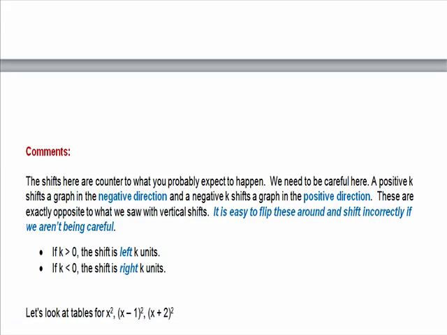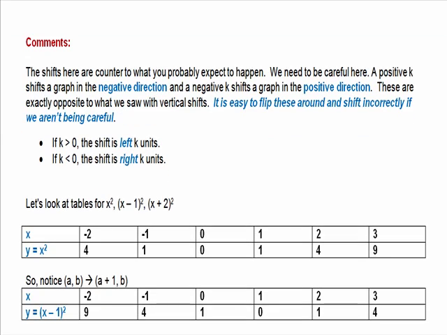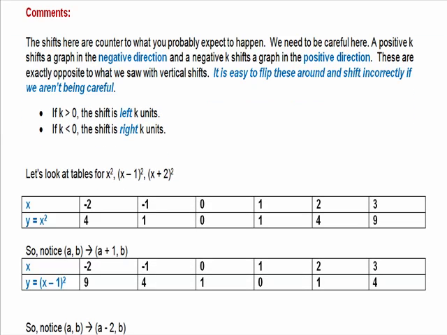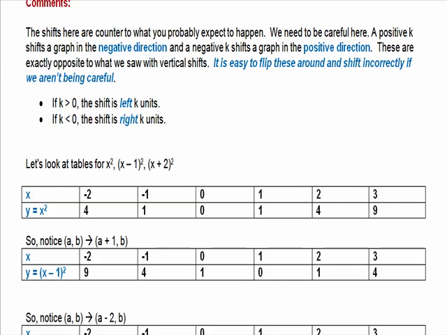So the shifts here, once again, are counter to what you probably expect to happen. In other words, we need to be careful. A positive k shifts a graph in the negative direction, and a negative k shifts the graph in the positive direction. This is exactly opposite to what we saw with vertical shifts. It's really easy to get these flipped around and shift incorrectly if you're not being careful. So again, if we see a plus k, a positive inside the parentheses, we shift left k units. If we see a negative inside the parentheses, it looks like subtraction, we shift right k units.